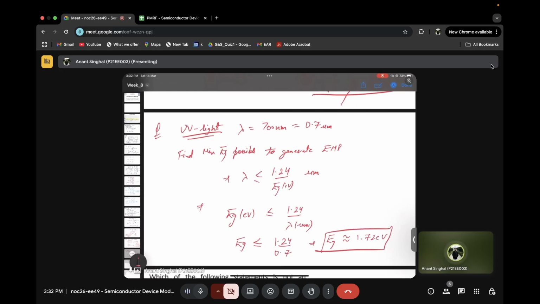So this is a very basic band gap, and if we have a lambda of 700 nanometers, this much band gap is required so that there is electron hole pair generation. Does it make sense to everyone?